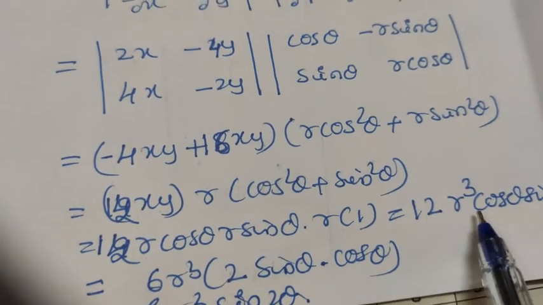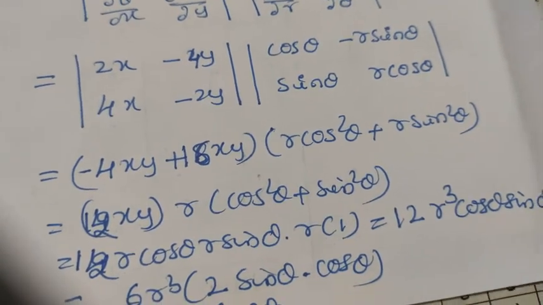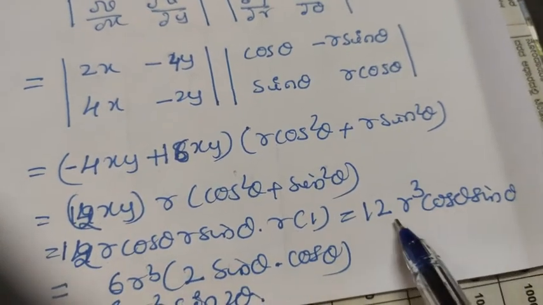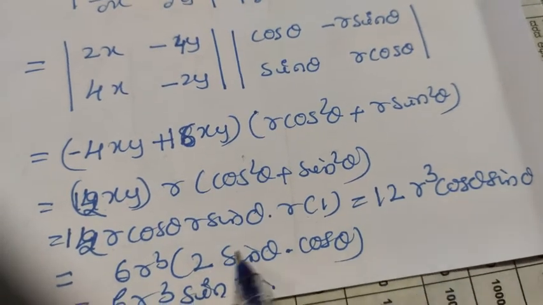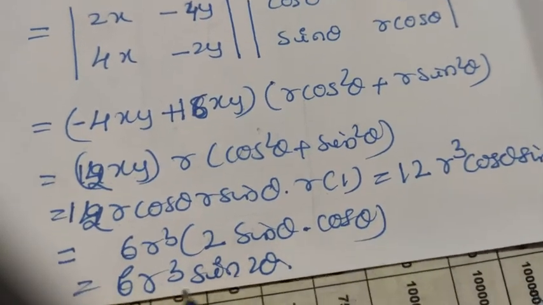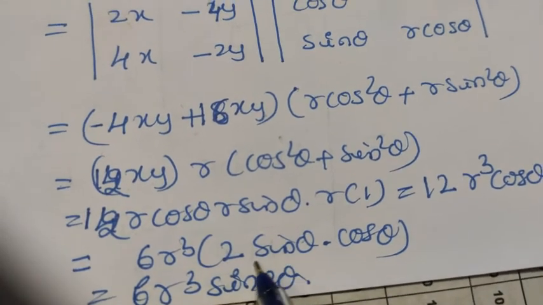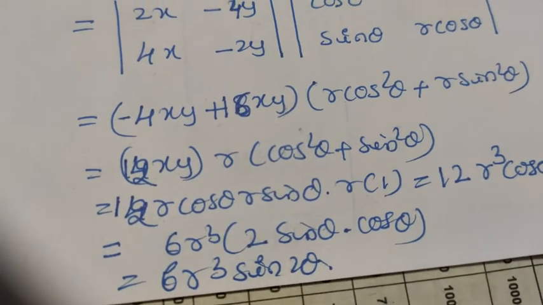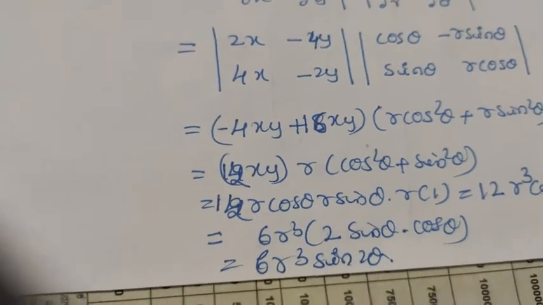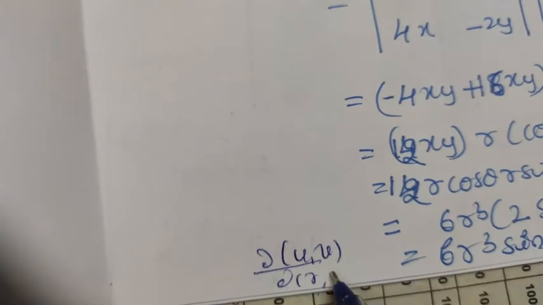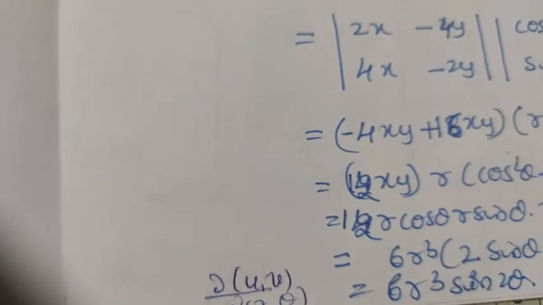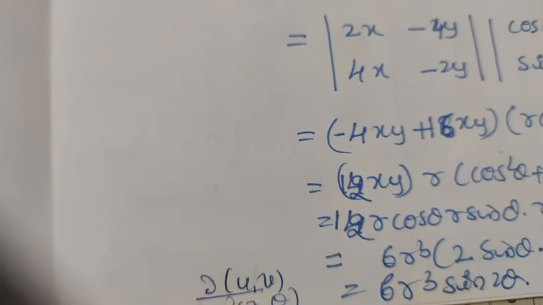So we can simplify this. Here we know 2 sin θ cos θ is sin 2θ. So for that, let us take this 12 as 6 into 2. So 6r³ into 2 sin θ cos θ, which is equal to 6r³ times sin 2θ. Therefore, we have ∂(u,v)/∂(r,θ) equal to 6r³ sin 2θ.